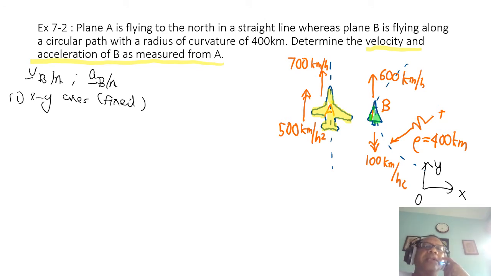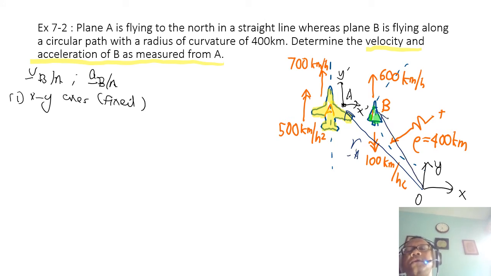And who is translating? A is translating. So this is my translating axis, X dash, Y dash. And what is the origin of this? It is A. So I'll draw the position vector. This is the position vector of A, and this is the position vector of B, and this is the position vector of B relative to A.